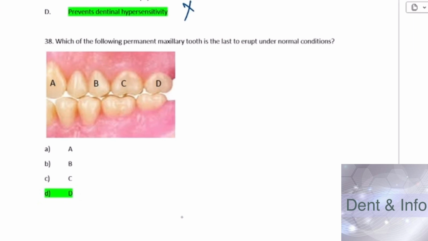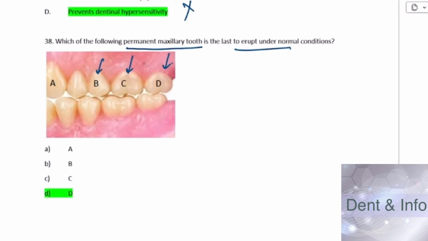One second. Okay. Now, which of the following permanent maxillary tooth is last to erupt? Permanent maxillary tooth. Again, a question from sequence, but here they have numbered it differently. They have marked canine as B, deciduous first molar as C and second as D. Whatever the examiner says, that is correct. Don't bring in your knowledge, your notation system here.